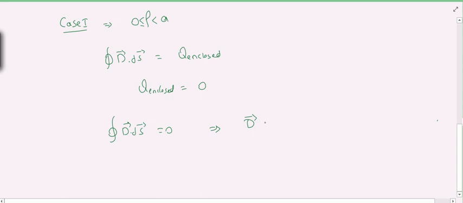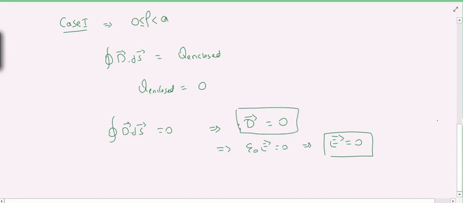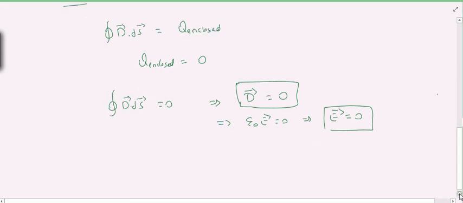This means that D is equal to 0, and this means that epsilon naught E is also 0, which means that electric field intensity is 0. So for inside the coaxial cable, for the region 0 to a, the displacement flux density and the electric field intensity both are 0.